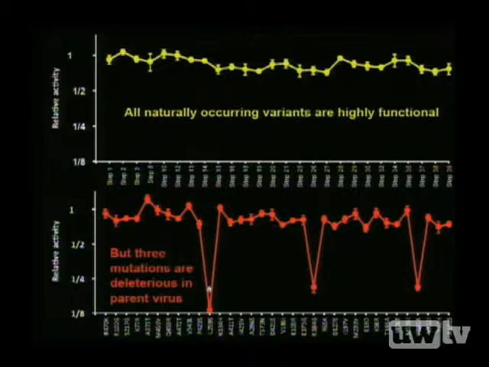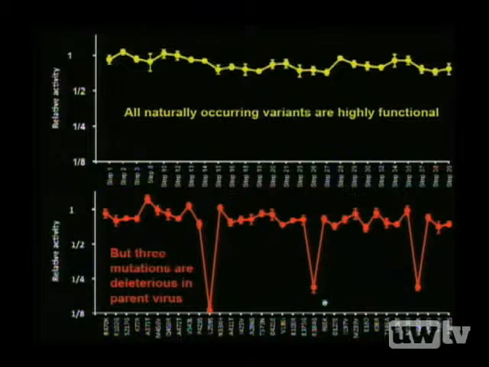So to go back, there are a couple of interesting questions you can ask about these mutations. First, how did they get into the virus? What was the historical process that allowed this to happen? I'm going to address that question in a second. You can also ask, what was the mechanistic basis for this historical process? What were these mutations doing at a molecular level? I'll also address that.